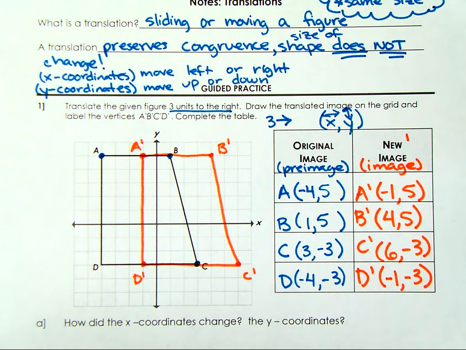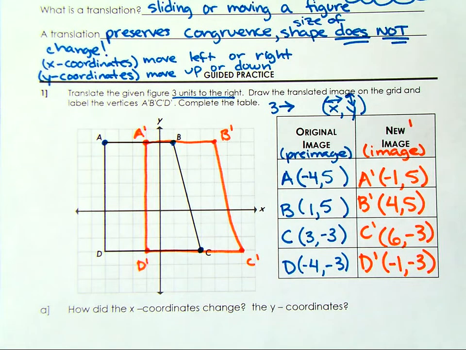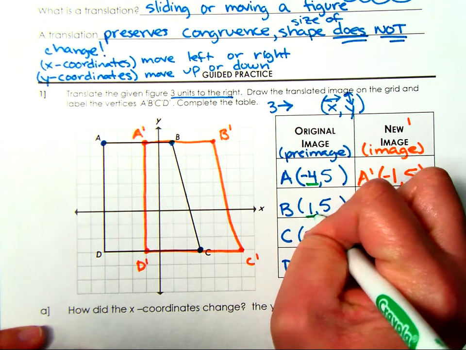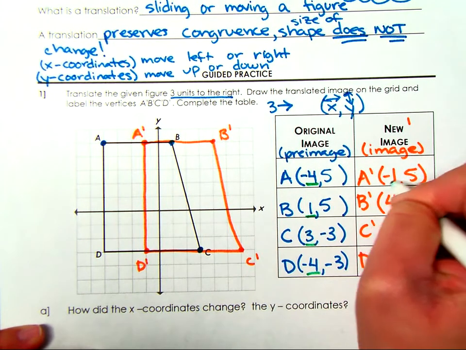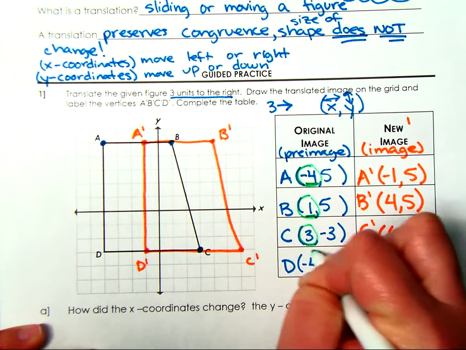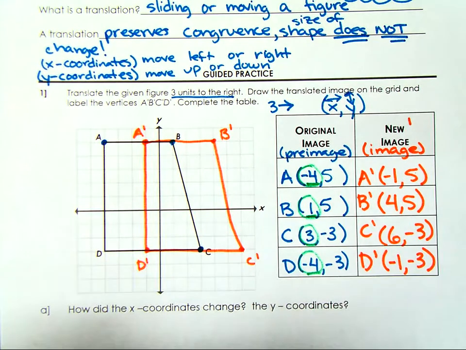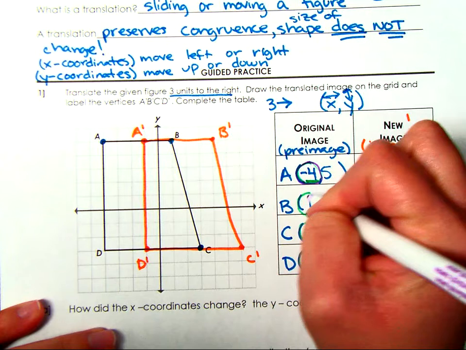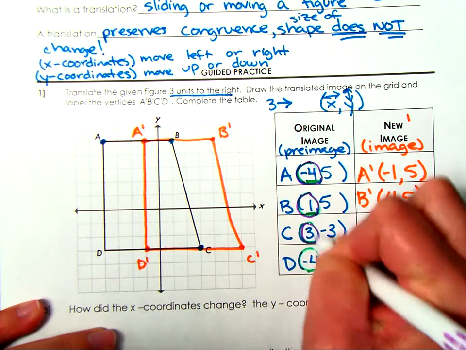So let's look and see. How did your x coordinates change? Well, my x coordinates are right here. Here, I'll circle them. That marker's dying. Let me use another one. Need to get some more markers.